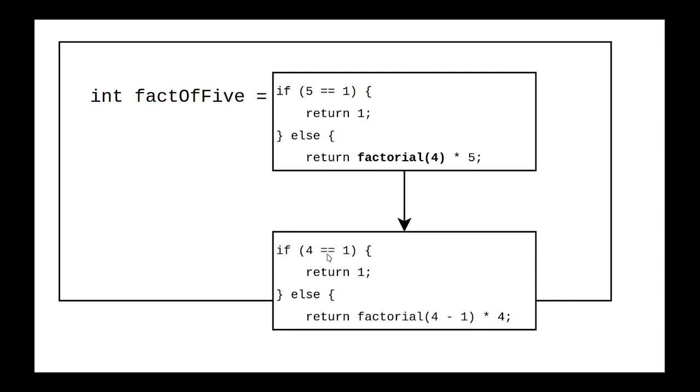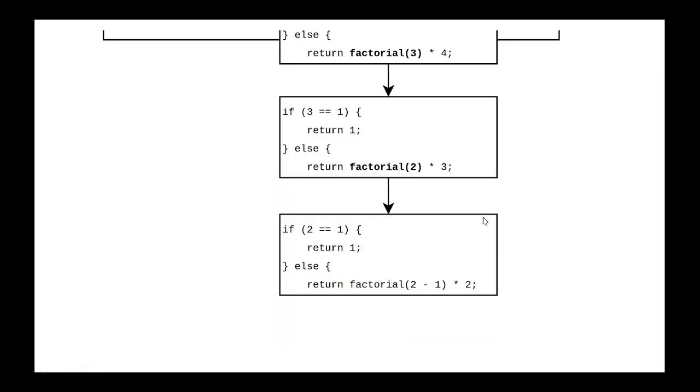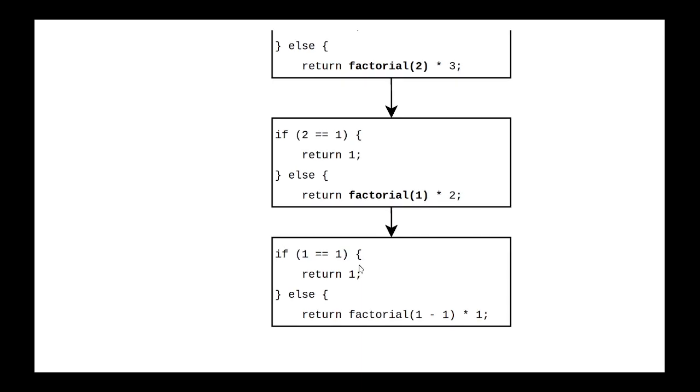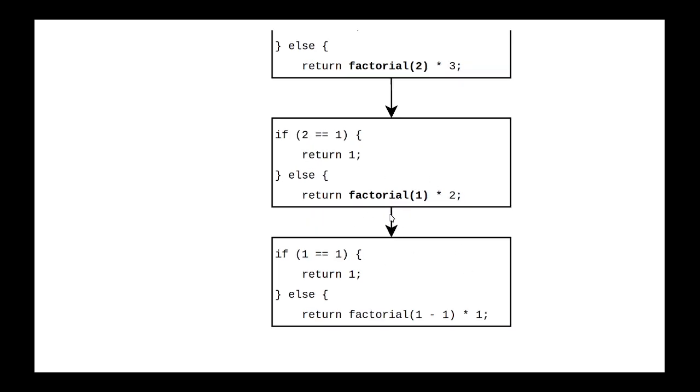So it will be if 4 equals 1, then return 1, else return factorial of 4 minus 1 times 4, right? So this factorial of 4 minus 1 becomes factorial of 3, and the factorial of 3's code is put there, and it keeps going. So you can see factorial of 3 minus 1 becomes factorial of 2, and the factorial of 2's code is here, and then factorial of 2 minus 1 becomes factorial of 1. The factorial of 1 looks like this, right? So all the n's you can see are changed to ones.